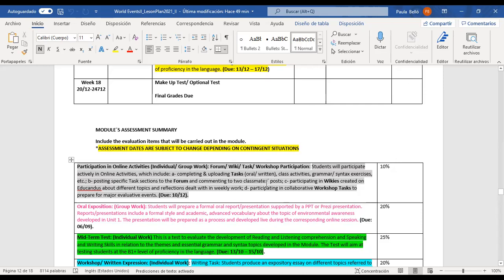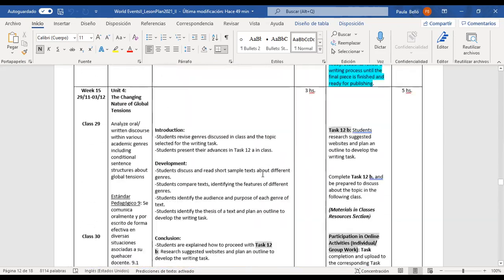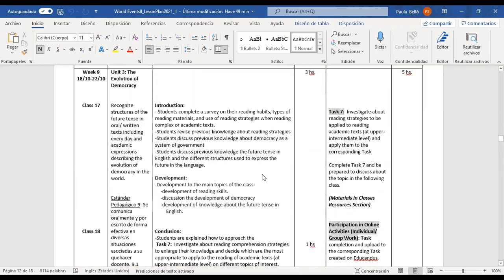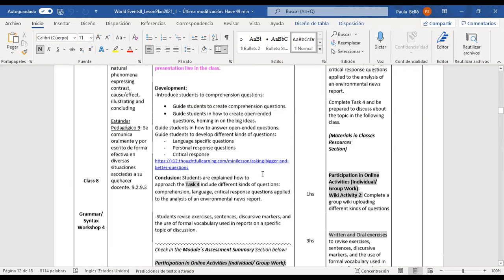What is the wiki? The wiki is a tool on Educandus where you can work together, the same as the workshop. Yes, I will explain. Each week I will explain. So in general, the generic name is task, yes?